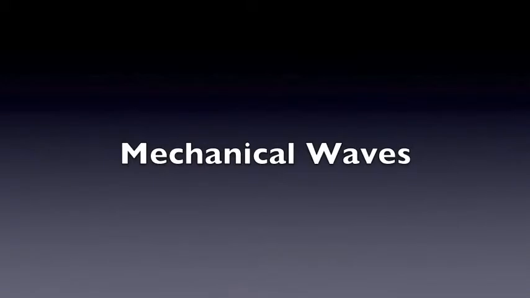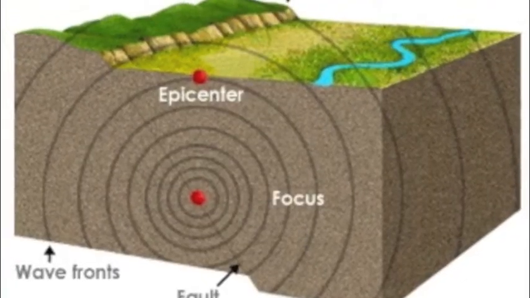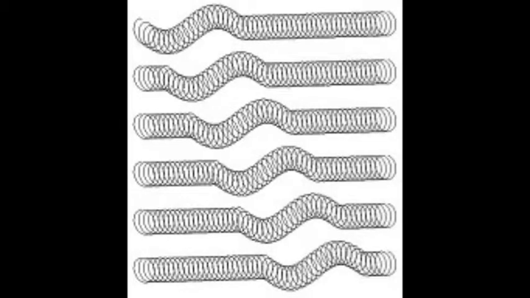Mechanical waves are waves that need a medium to move through. Water waves, sound waves, seismic waves, and even slinky waves are all mechanical waves.